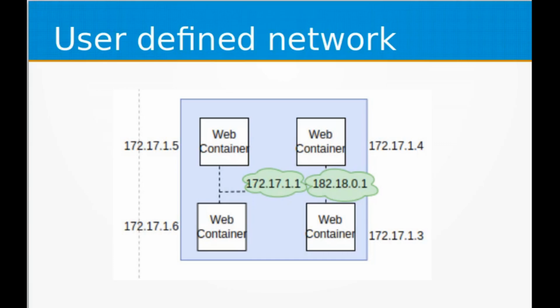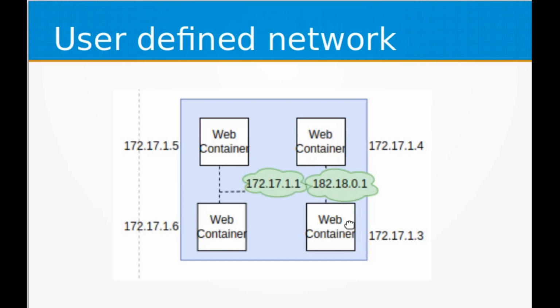But if we want to isolate the containers within the Docker host, for example, the first two web containers, the ones with IPs 1.4 and 1.3, then the first two web containers on one internal network and the second two containers on a different internal network will come into play. So these two containers will have the range 182.18, and these two containers will have 172.17 series IP addresses running on them.